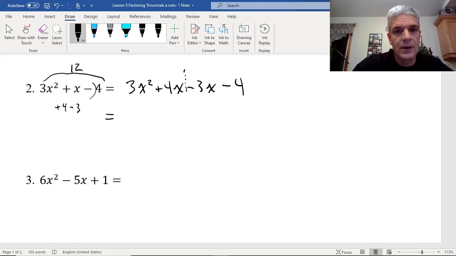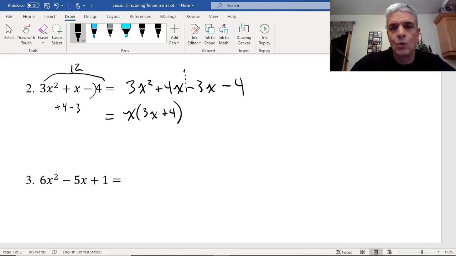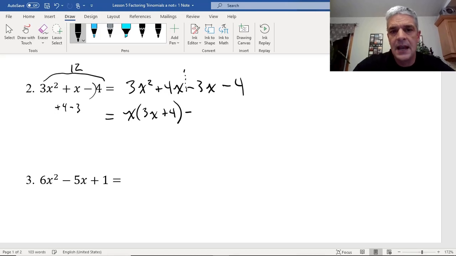Well, I can only factor an x because 4 and 3 don't have any common factors. So I end up with x times 3x plus 4. And then over here, there's no common factors, but I have this negative thing here. And so what I'm going to do is factor out a -1.